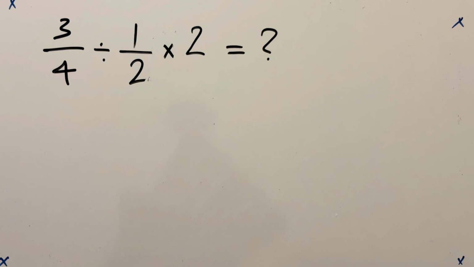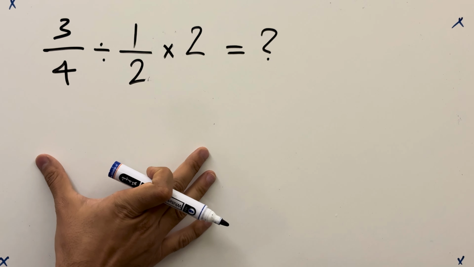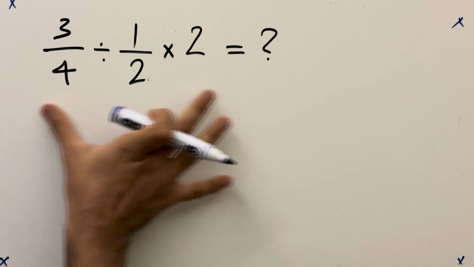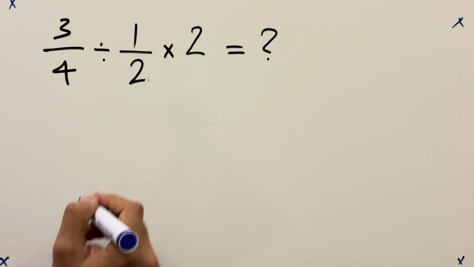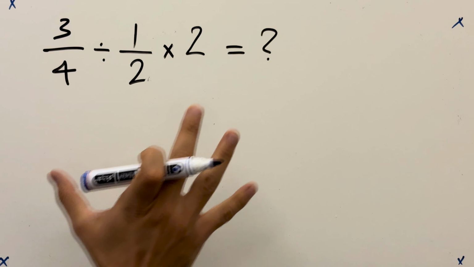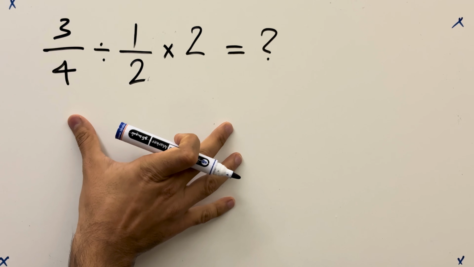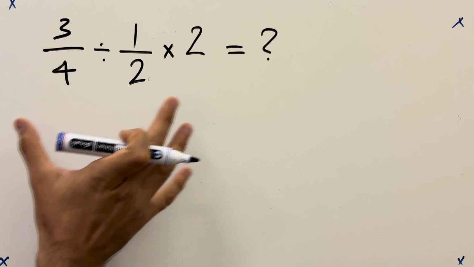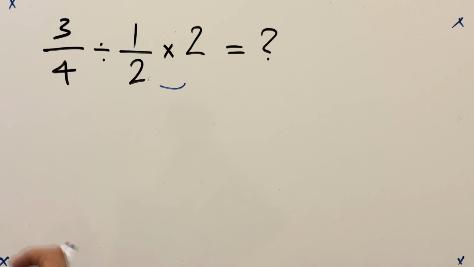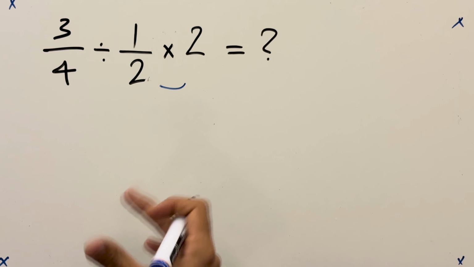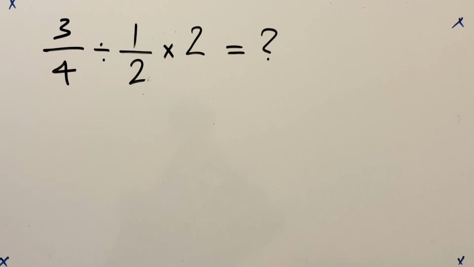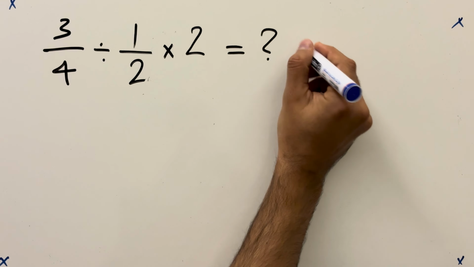Hey guys, welcome back. Today we are going to solve this equation: 3/4 divided by 1/2 times 2. Now, a lot of people try to do this the wrong way. Some people multiply first and some people mix up the fractions and they get a completely different answer. Okay? So remember the PEMDAS rule.